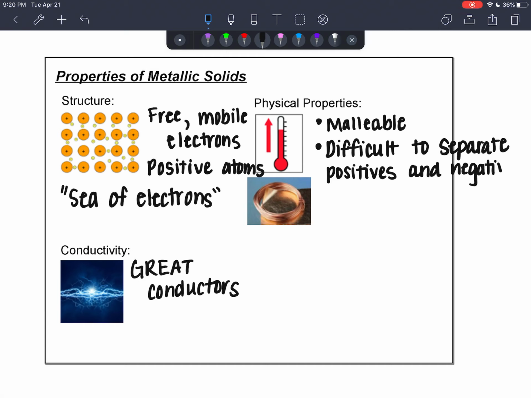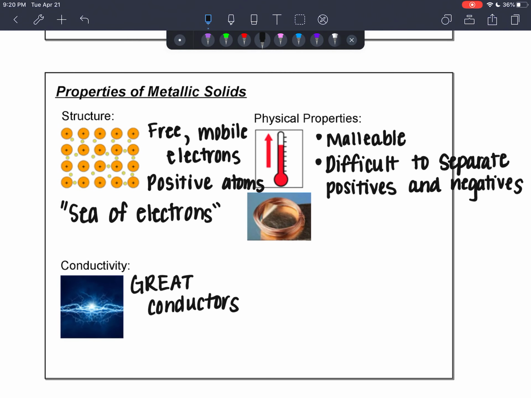Now, because they're difficult to separate, this means it's going to require a lot of energy for me to melt or even boil these metallic bonds. So that means I'm going to have to get to a very high melting and boiling point.